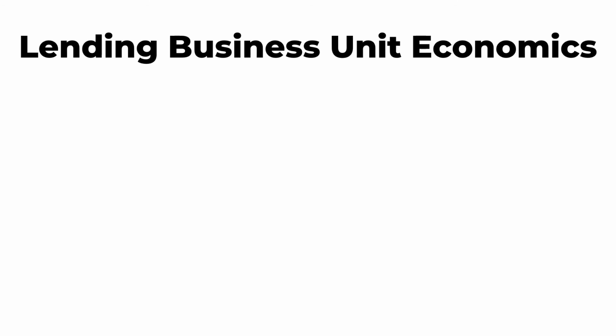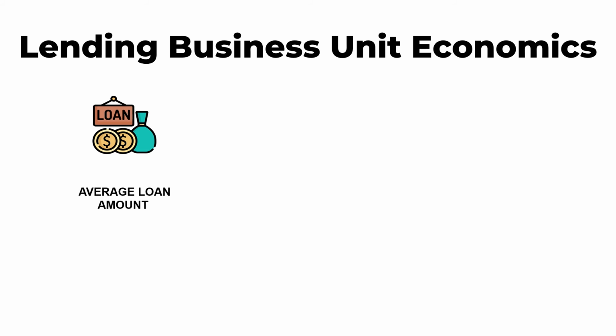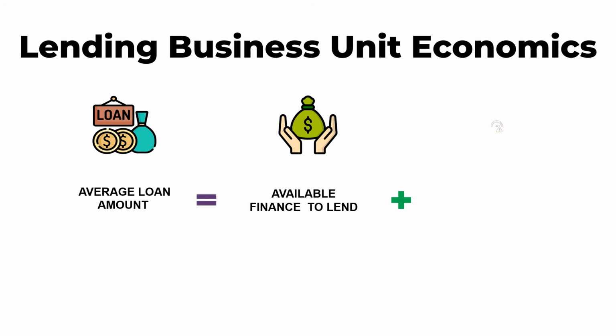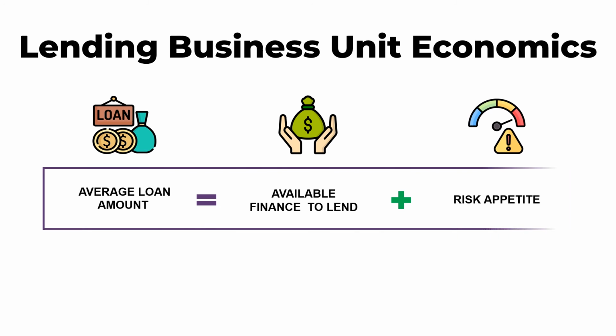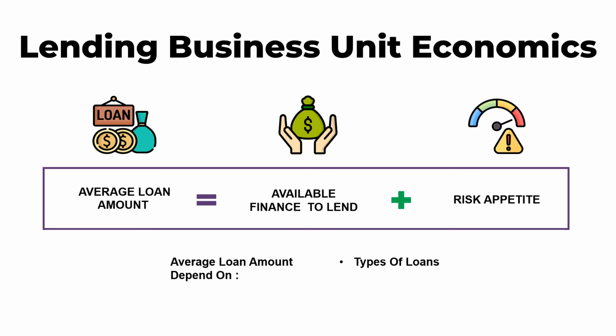Now, let's get into the specifics of unit economics in a lending business. The average loan amount depends on the total size of your available financing to be lent, and your risk appetite. Average loan amount equals available finance to lend plus risk appetite. This determines the concentration of your portfolio. The higher the concentration, the larger the fluctuations in your portfolio performance. The types of loans, such as consumer, business, and merchant credits, target customer base, and credit risk will affect your average loan size.